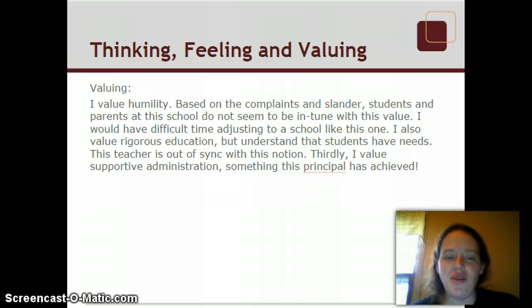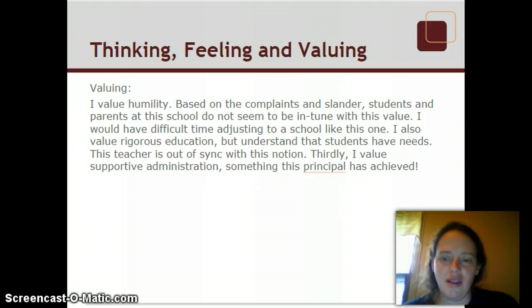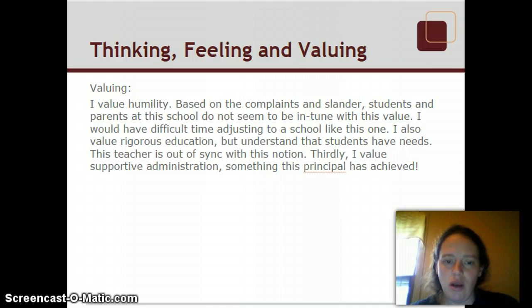For this section of valuing, first and foremost, I value humility. And based on the complaints and the slander from the students and the parents in this community at this school, they don't seem to be, to me, in tune with this value. And I would have a very difficult time adjusting to a school like this one. Me personally, I've stayed out of schools like this on purpose because I know that this value doesn't work in sync with a school like this.